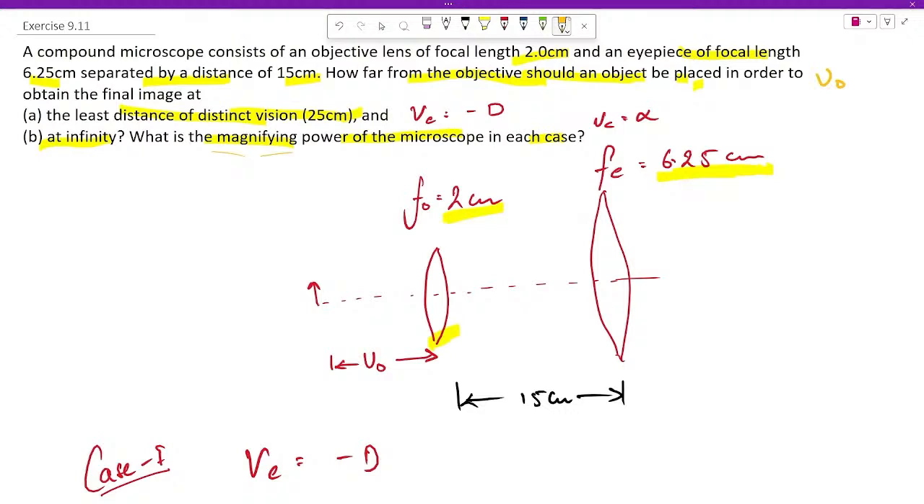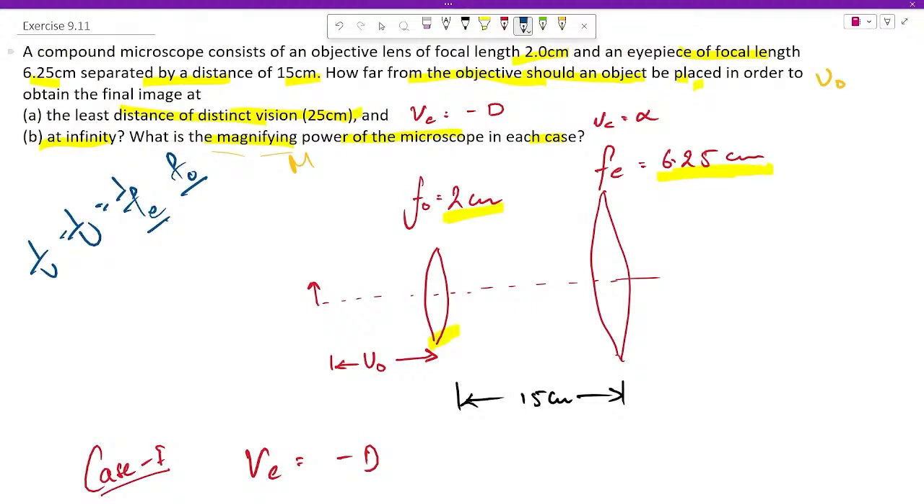We also have to find the value of m. Now we will use two formulas in this question. The first is the lens formula, 1 by v minus 1 by u equals 1 by f. Here I have represented fe and fo as the focal lengths of the eyepiece and the objective respectively, and u and v are also represented with the subscripts e and o, e for the eyepiece and o for the objective. Now let us move to the first case, where the image is forming at the least distance of distinct vision, that is 25 centimeter.